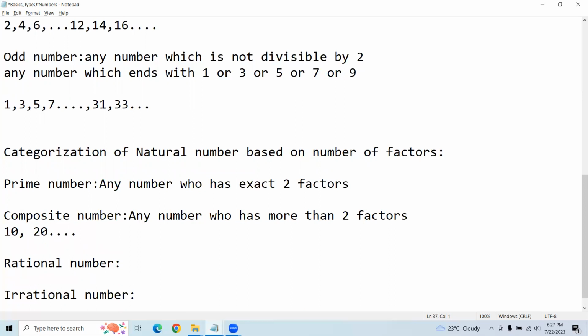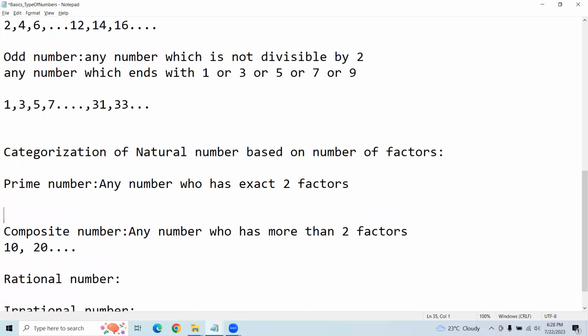From a maths perspective, and for other topics also, when you do HCF, LCM or simplification, you will need prime numbers very frequently. So it is always good that you should be aware of prime numbers from 1 to 100. So let's look at this.